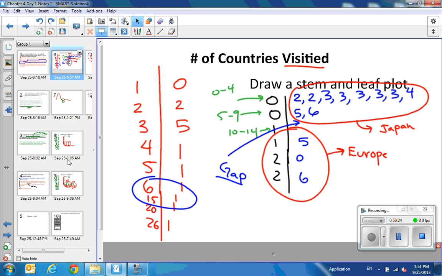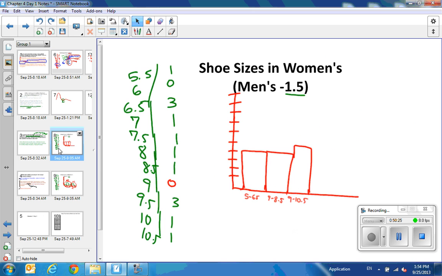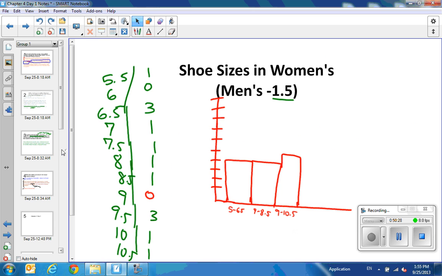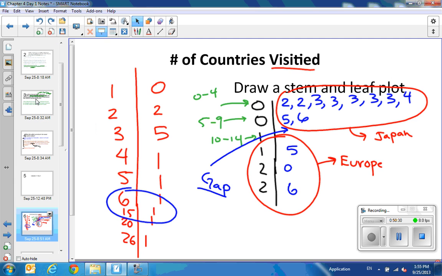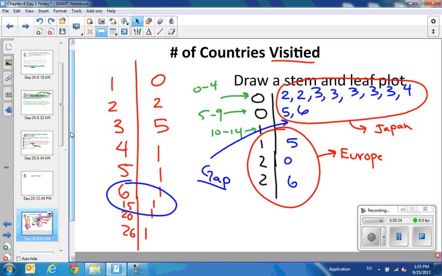Okay, will you take our countries visited? Will you find the mean and the median of this data? Put it in list 2 instead, and then find the mean and median of list 2 if you can.